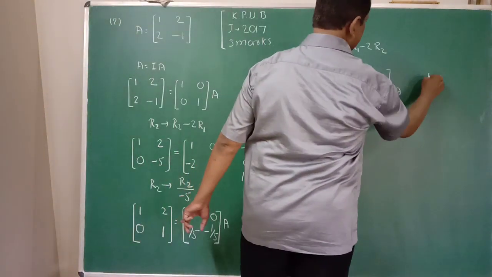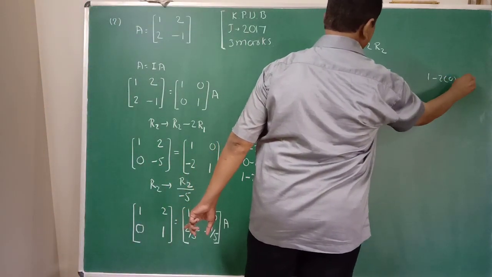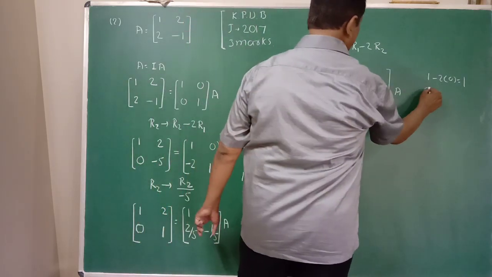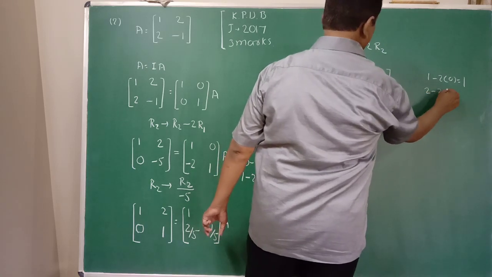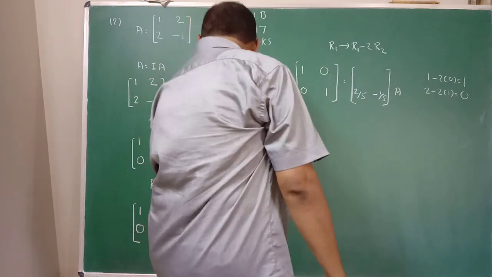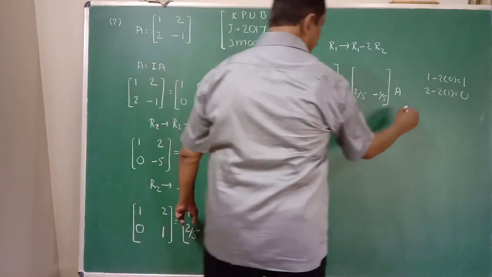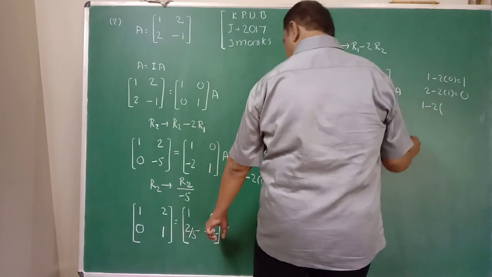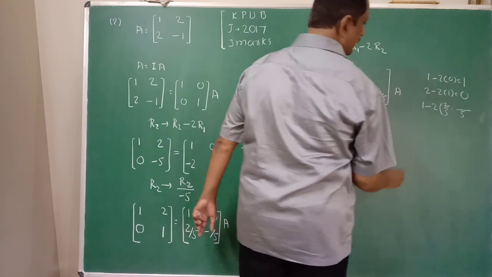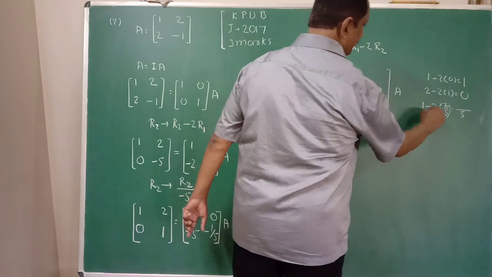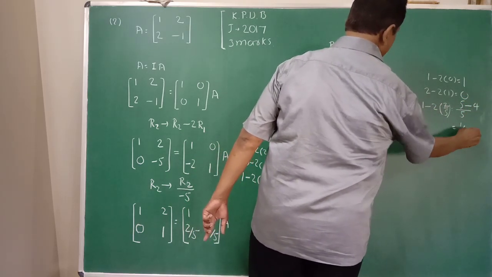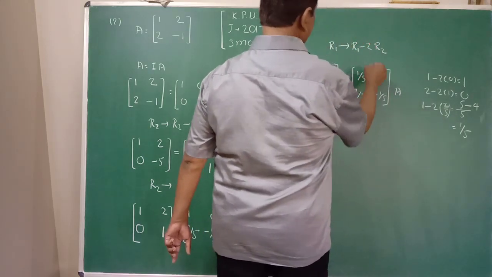Multiply by 2 and subtract here. So 1 minus 2 into 0 is 1, so write here 1. Then 2 minus 2 into 1 becomes a 0, so this is a 0. Then multiply by 2 and subtract here. So 1 minus 2 into 2 by 5. 5 is the LCM, 5 ones are 5 and 2 twos are 4, so this is equal to 1 divided by 5. So right here 1 upon 5.